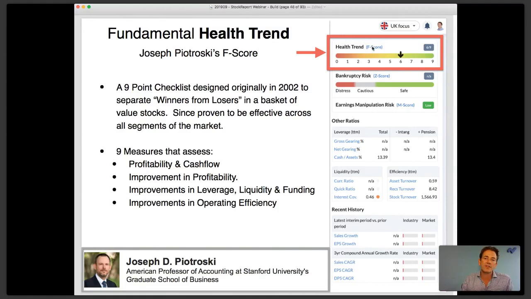Now, on the site, if you click the F-score, you will get a pop-up with all the different 9 checkpoints that he checks on accounts. But essentially, they cover profitability and cash flow, and then improvements in profitability, improvements in leverage, so debt coming down, liquidity, ability to pay short-term debts, going up, and funding. Also looking at improvements in operating efficiency.